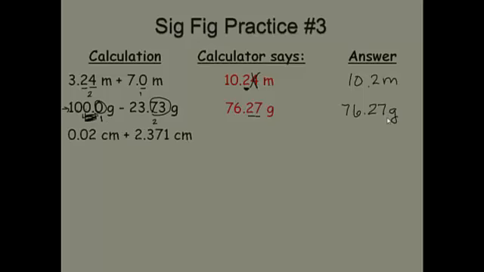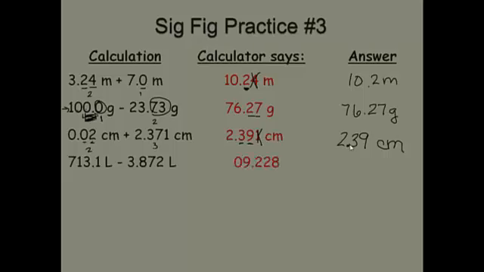Let's do one more together, and then I'll leave you with 3 or 4 to do on your own. This number has 2 digits after the decimal. This one has 3. So our answer can have 2 places after the decimal. That means the 3 and the 9 can be reported in our answer, not the 1. Since it's less than 5, we just drop it. So our answer is 2.39 centimeters.